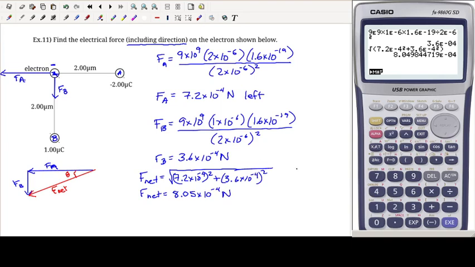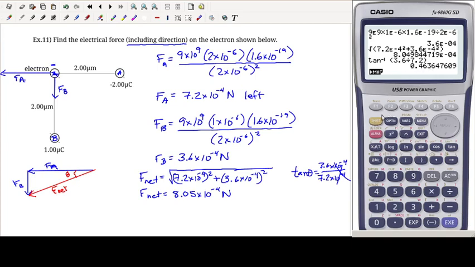And I'm going to use tangent to get me my angle. So FB is the 3.6, and FA is my adjacent, opposite over adjacent, 7.2. Take the inverse tangent of that, and my 10 to the minus 4s, they're just going to cancel out altogether. So I'm going to take the inverse tangent of 3.6 over 7.2.